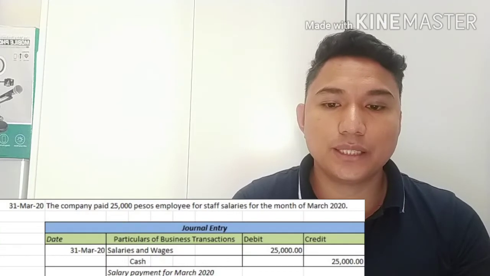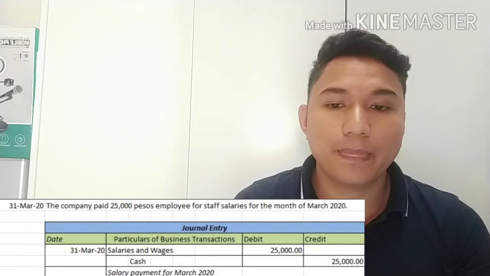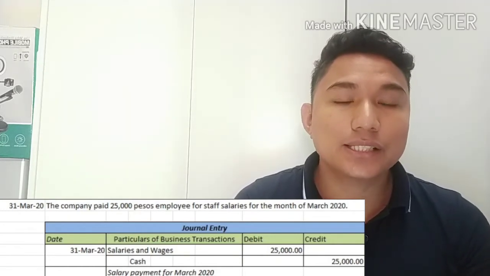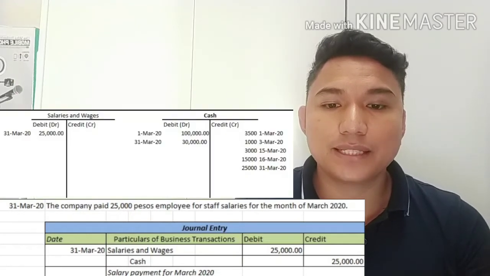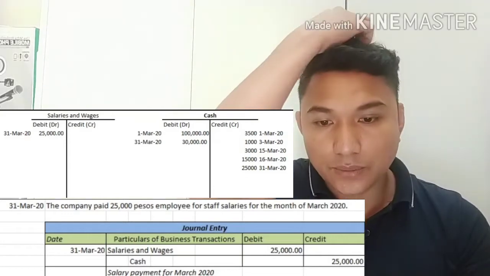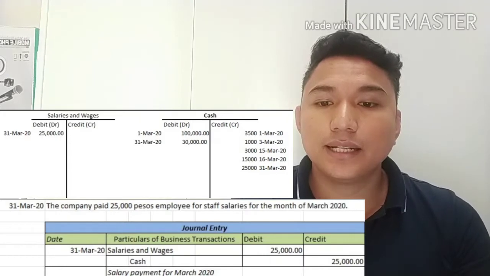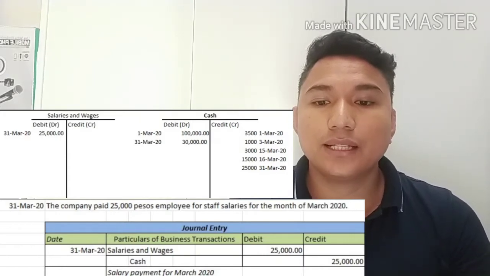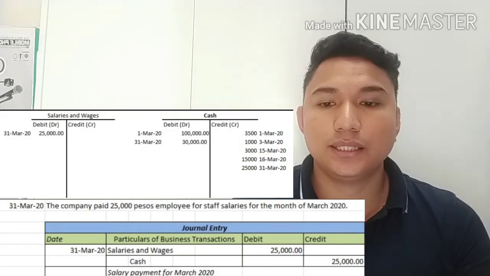Another entry, number 9. We paid salaries for March 2020. We debit salaries and wages 25,000 and credit cash 25,000. So we'll transfer it to our T account. Debit salaries and wages 25,000 and then credit cash 25,000. Date is March 31, 2020.